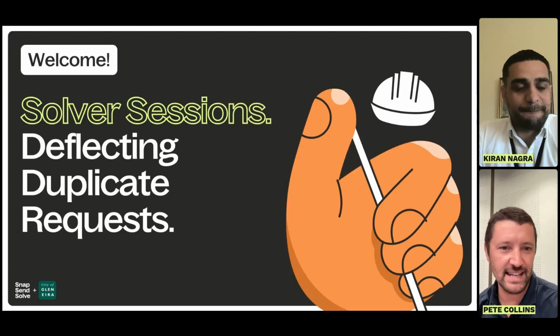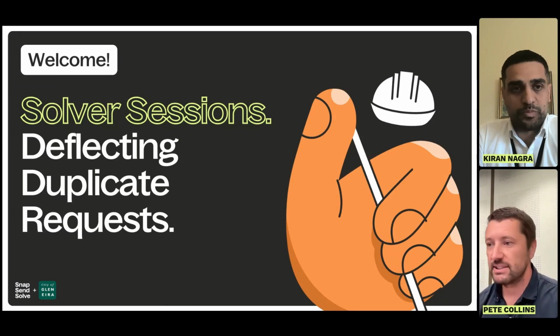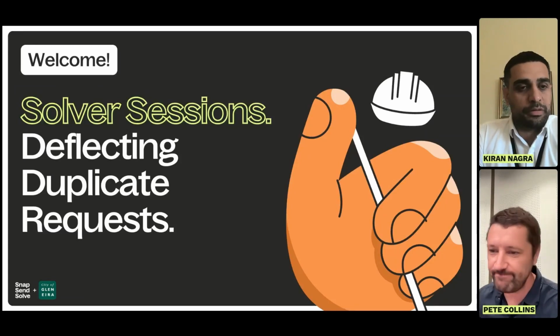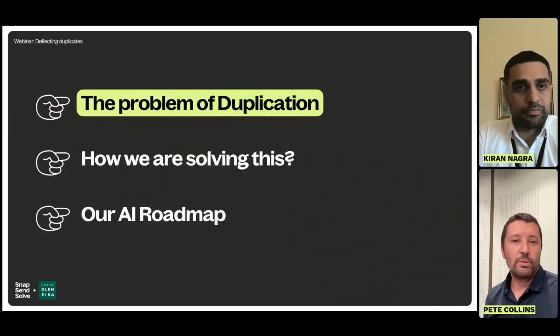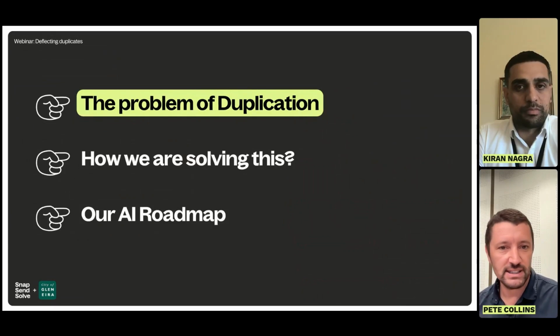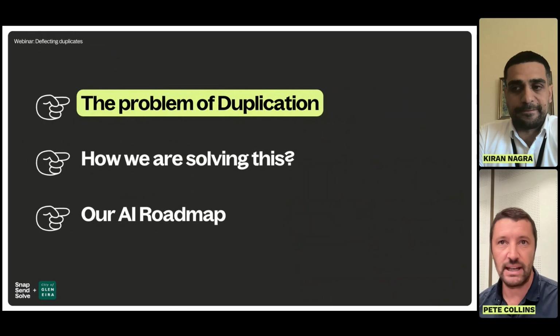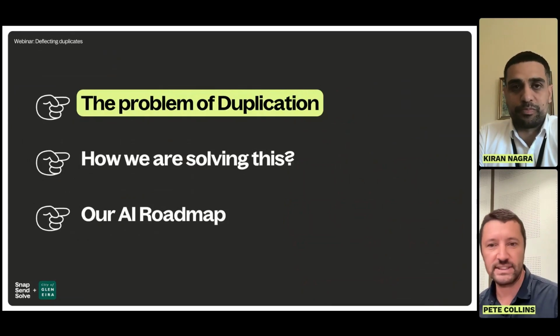We are really excited today to be talking about duplicates, deflecting duplicates, the impacts of duplicates, all things duplicates. Hopefully it's going to be an exciting topic for us to cover. So just to tell you a little bit about how we'll run today. There'll be three parts to our webinar. We'll talk firstly about the problem of duplication, how that impacts councils, and some of the downstream impacts that are caused by receiving duplicate reports.